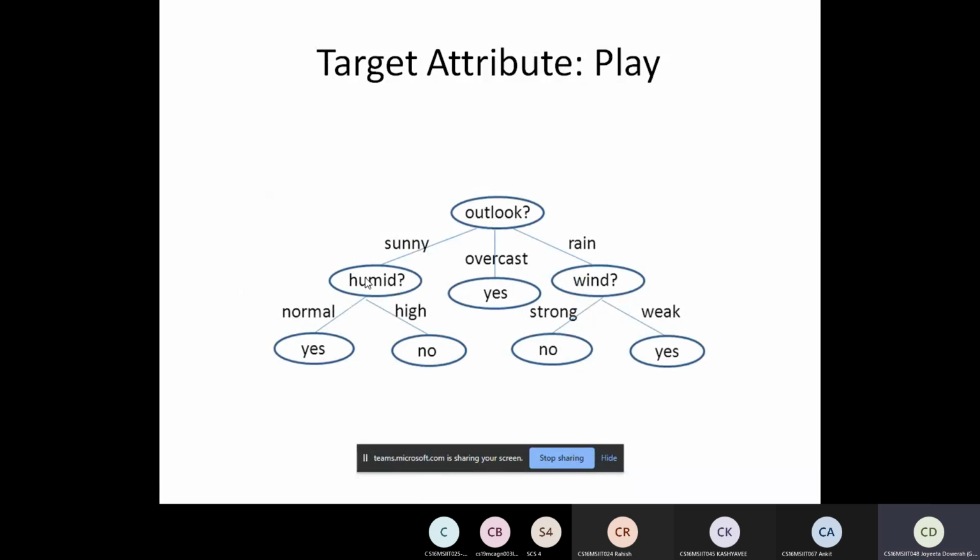Similarly, when there is wind, if there is a strong wind, then no one can play. And if it's a weak wind, everyone can play. So that was a small example of it. So that's it. Thank you.